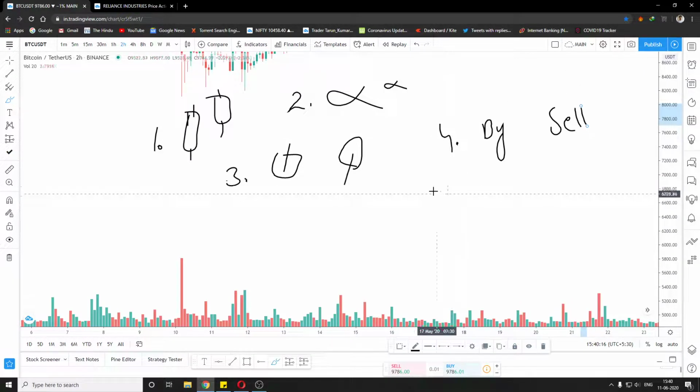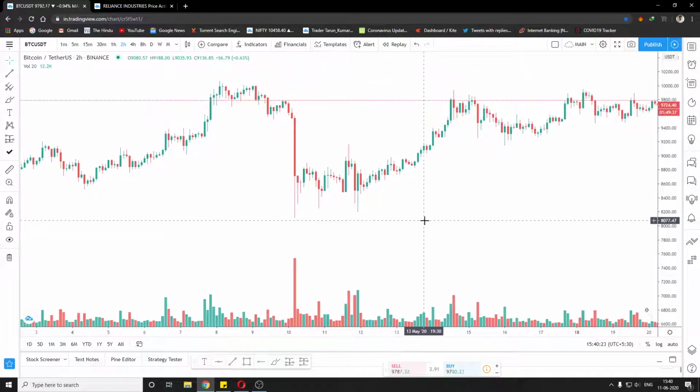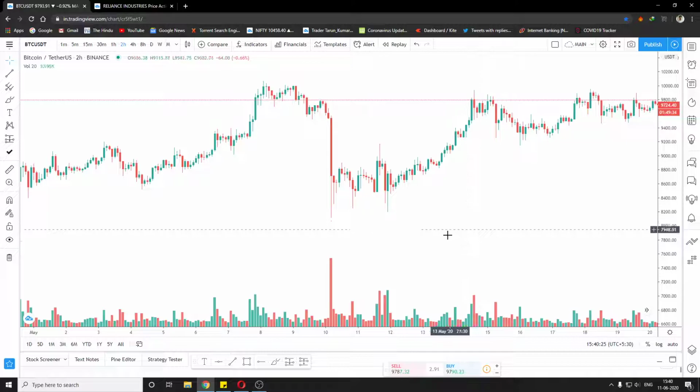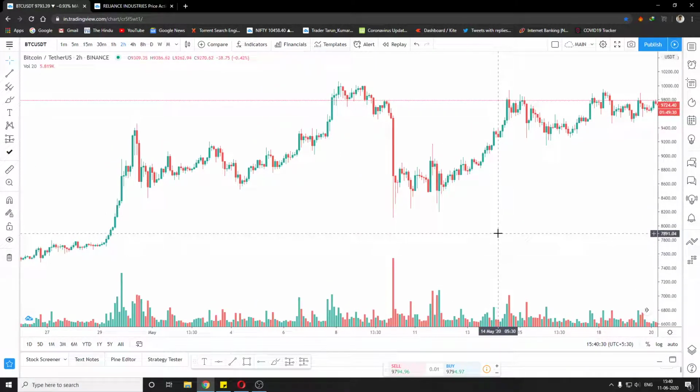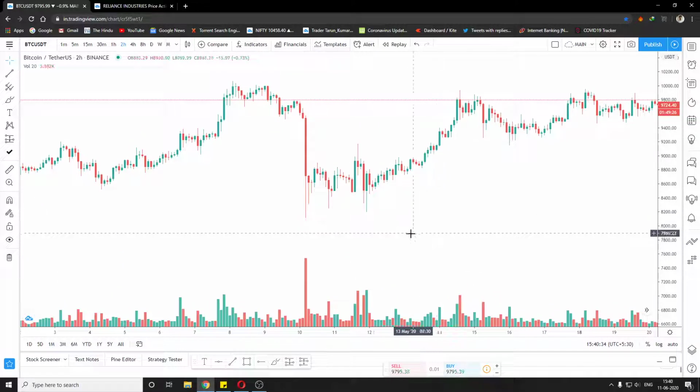So now we will look at them on the chart and see how they look. This is a Bitcoin chart, and this is 10th May. I just wanted to show this because it is a good representation of a buying climax.